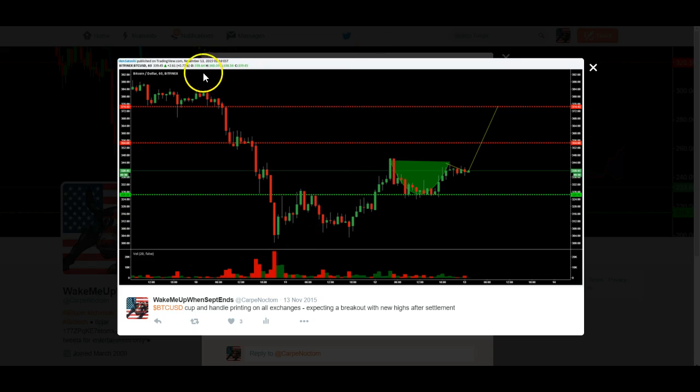We go to this one on November 13th. This was on the hourly Bitfinex. And again, you can see we have Adam and Eve and what I'd call a cup and handle. This one did not work out at all, and it was on all the exchanges. So far my Adam and Eve cup and handle calls are 0 for 2.